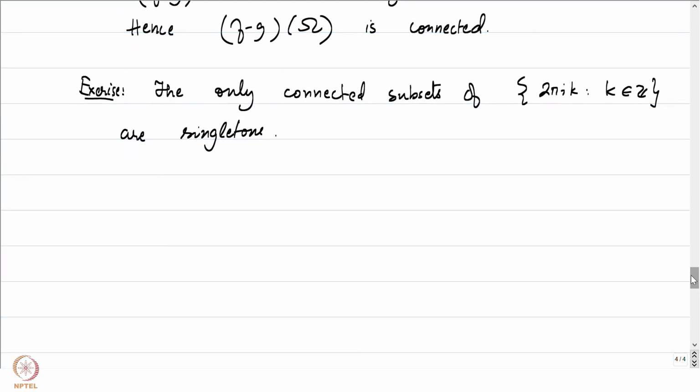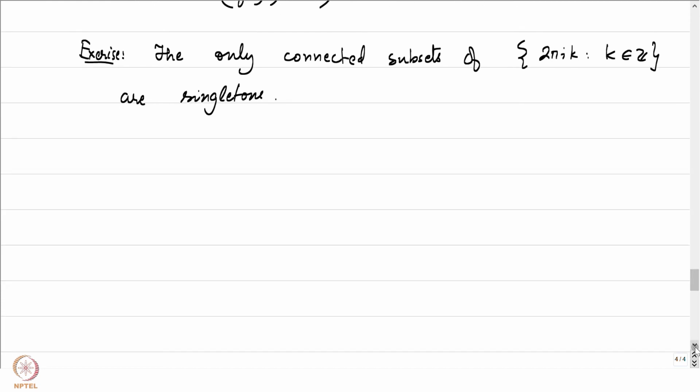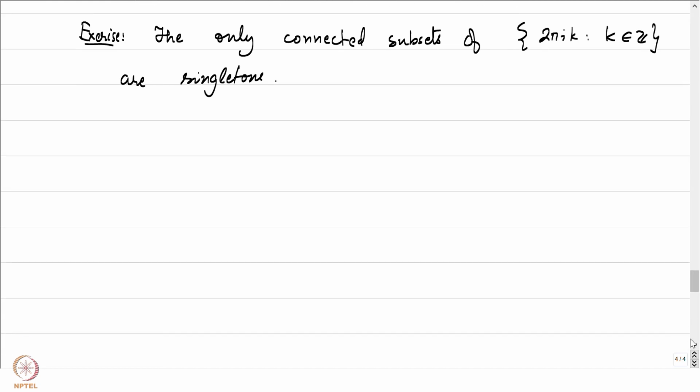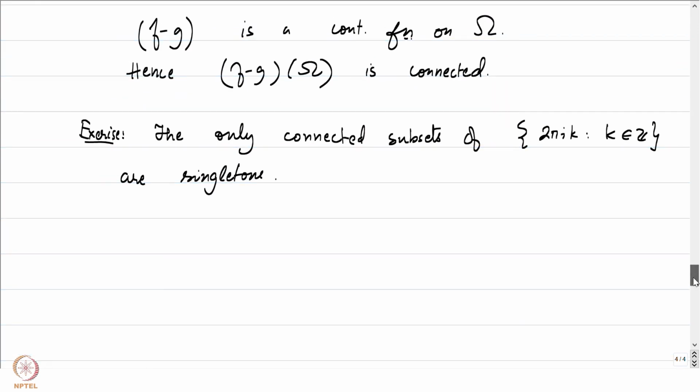Notice that they are discrete, there are integers involved, and think about what will be the distance of 2 pi i k and 2 pi i l when l and k are not equal to each other. That way we will be able to get hold of a separation for any set which contains more than one element. So once you establish this exercise, what do we have?